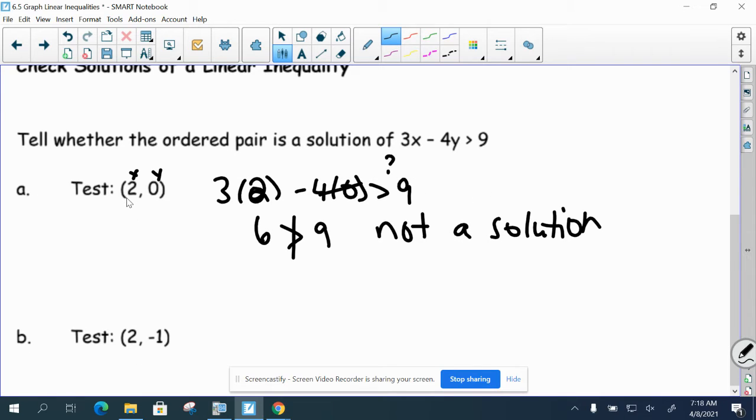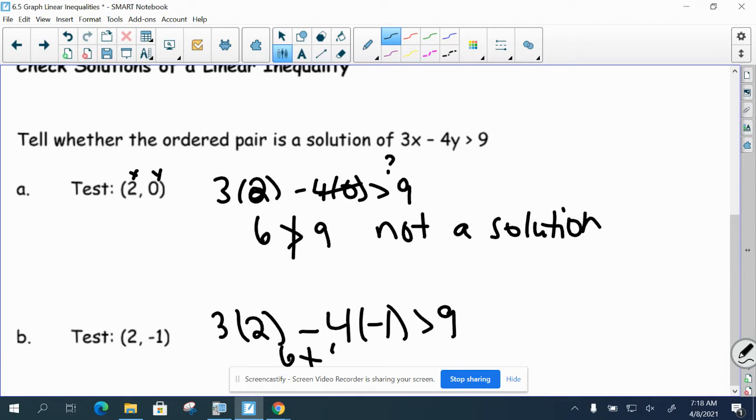How about part B? Same inequality, different point. If we had 3 times 2 minus 4 times negative 1, is that greater than 9? This would be 6 plus 4, which is 10, and 10 is greater than 9. So this means that (2, negative 1) is a solution.